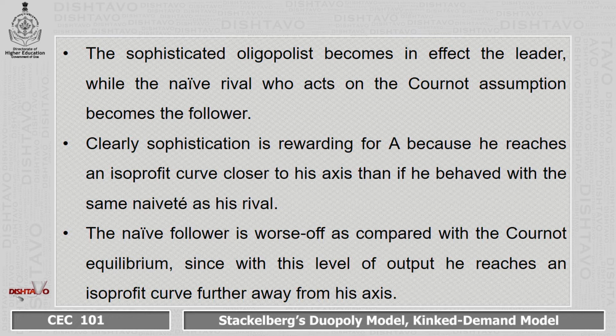The sophisticated oligopolist becomes in effect the leader, while the naive rival who acts on Cournot's assumptions becomes the follower. It is clear that sophistication is rewarding for firm A because he reaches an isoprofit curve closer to his axis than if he behaved with the same naivety as his rival. The naive follower is worse off as compared with Cournot's equilibrium, since with this level of output, he reaches an isoprofit curve farther away from his axis.